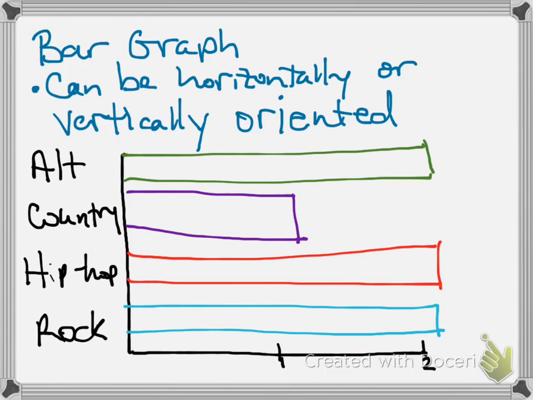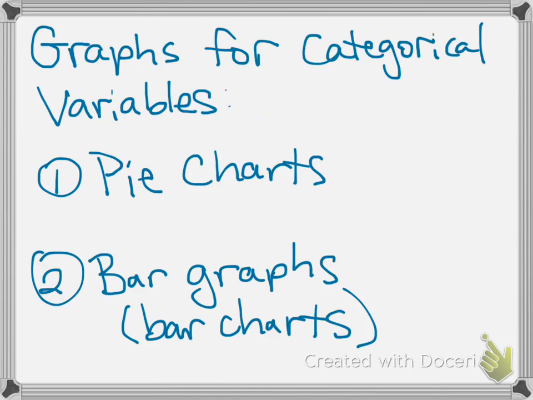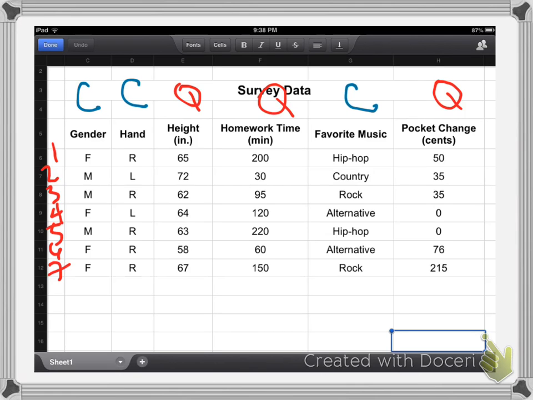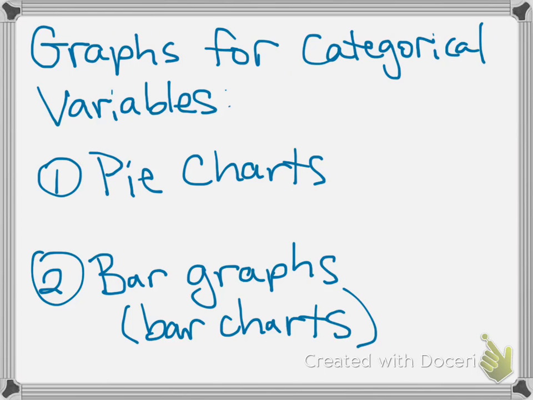Again, the length of the bars in a bar graph just represents the number of individuals who fall into the various categories. So we've gone over our 2 different types of graphs that you can create using a categorical variable. Notice that we did not talk at all about creating a graph for any of the quantitative variables. Again, that's something that we'll get to in subsequent lessons.